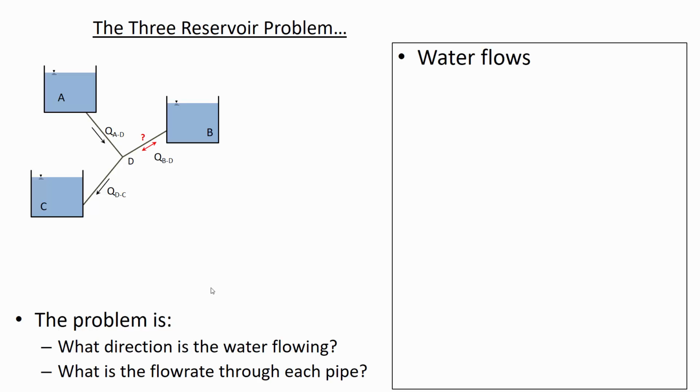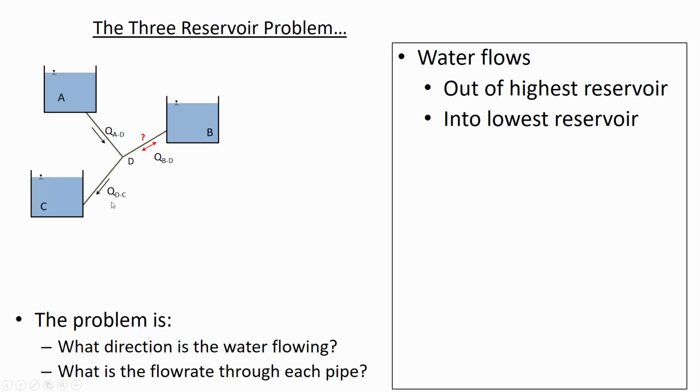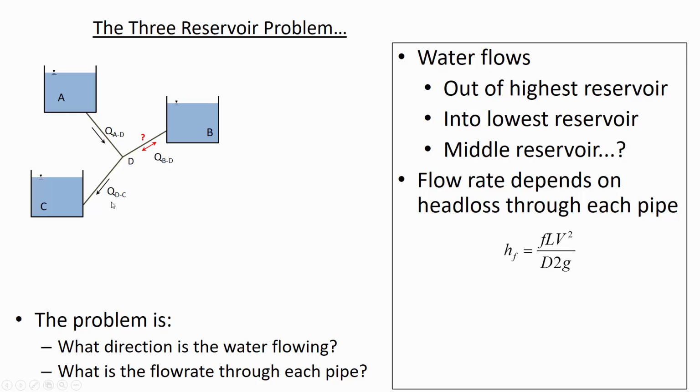All right, so think about the options that water has. Water is going to flow out of the high reservoir into the low reservoir, but the middle one is what's indeterminate. And the flow rate, how quickly the water is flowing through any of these pipes, depends on the head loss through the pipe. And by head loss, what we mean is there's a certain amount of energy at A.